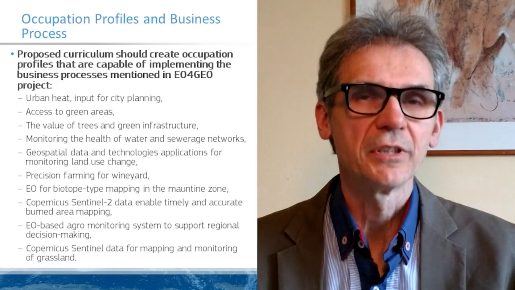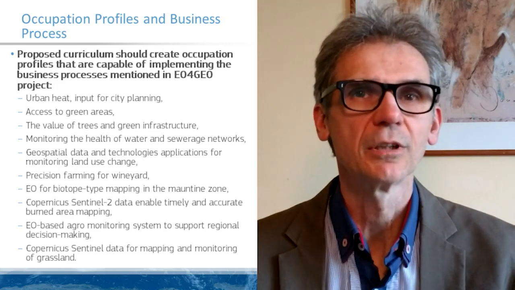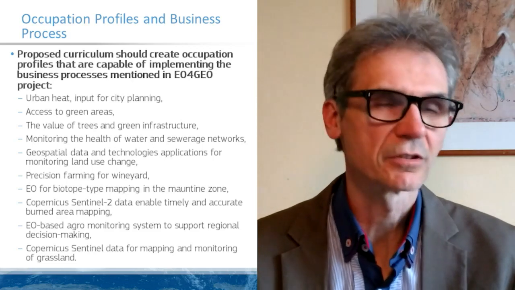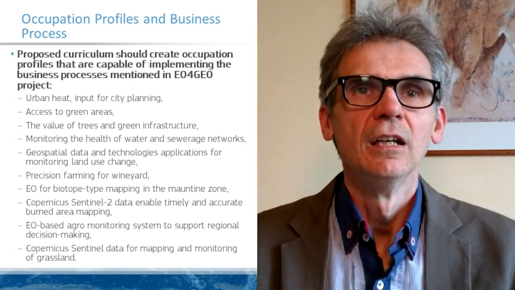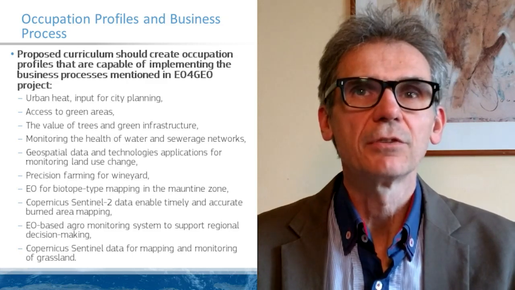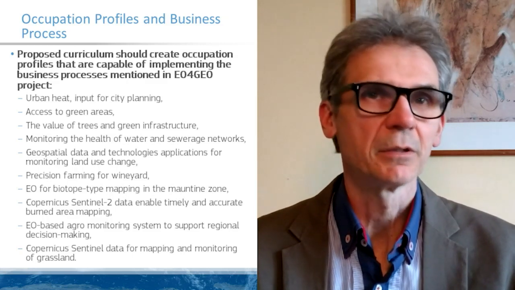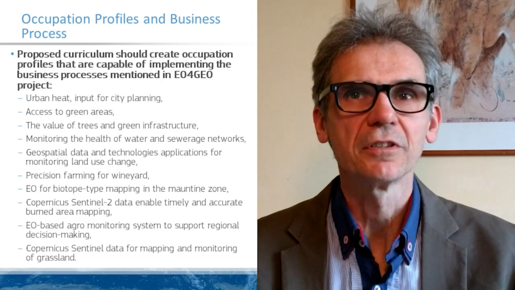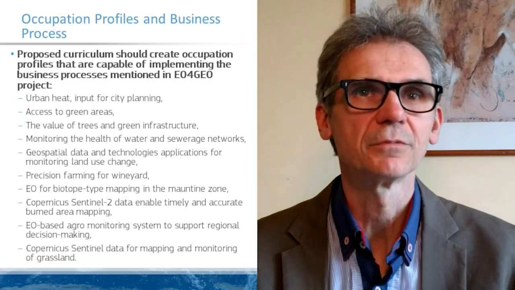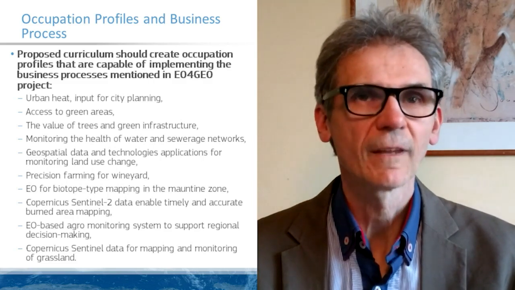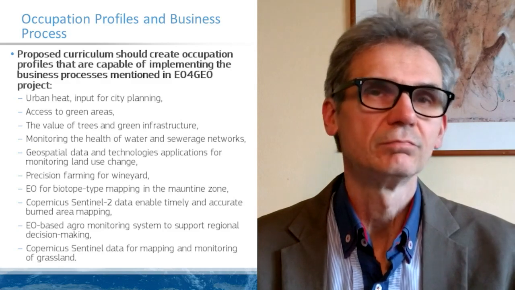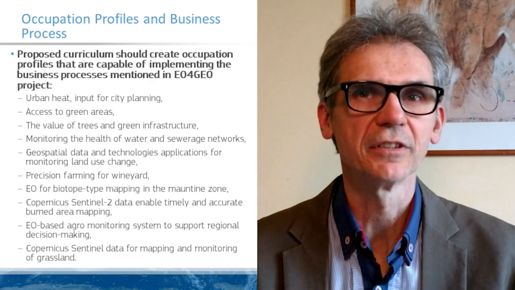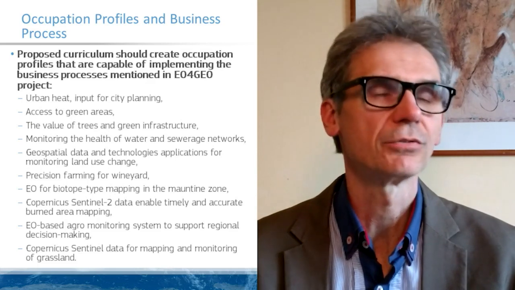precision farming for vineyards, Earth observation for biotope type mapping in the mountain zone, which is specific, using Copernicus Sentinel data for timely and accurate burned area mapping, or an Earth observation based agro-monitoring system to support regional decision makers. And also can be prepared for using Copernicus Sentinel data for mapping and monitoring of grassland.